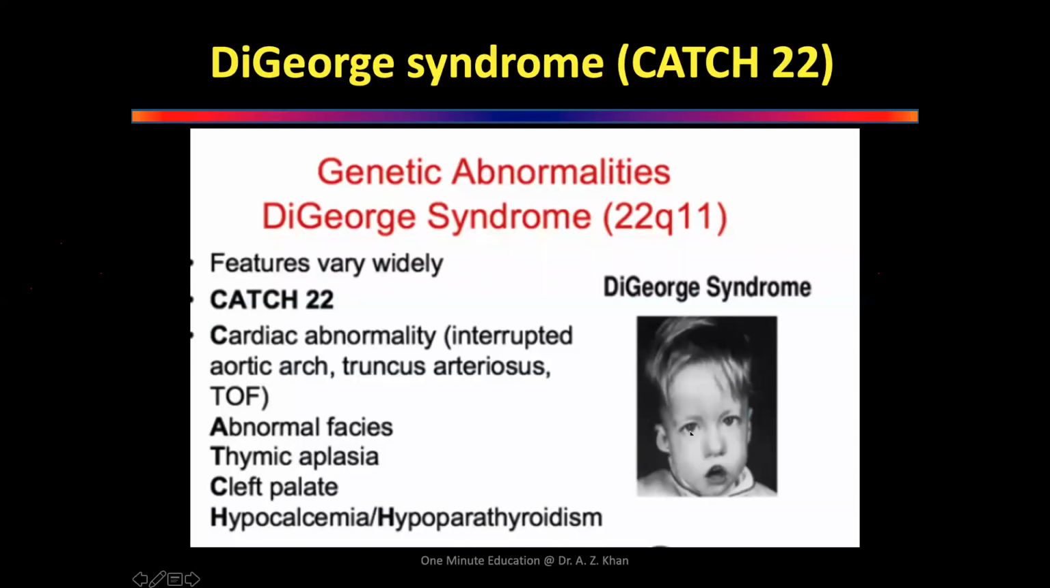So this is what it is. This is how the kid is. And cardiac abnormalities, abnormal facies, thymic aplasia, cleft palate, hypocalcemia, or hypoparathyroidism. Always associated because of the first cleft not joining well, okay? So remember the word CATCH-22. I specifically brought this because there is an MCQ in the lot which talks about CATCH-22, okay? And that's DiGeorge syndrome.